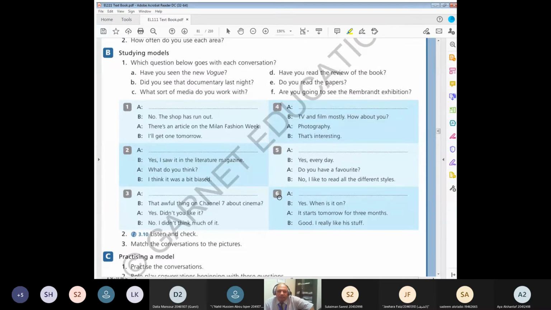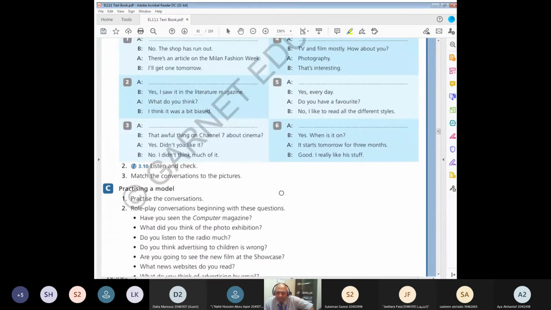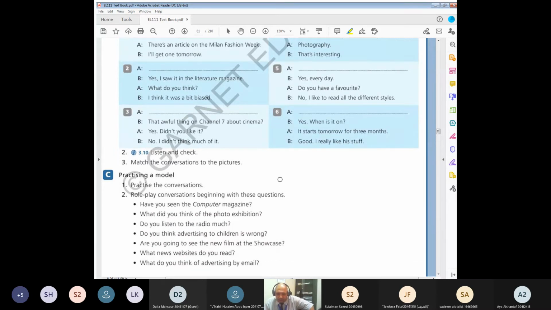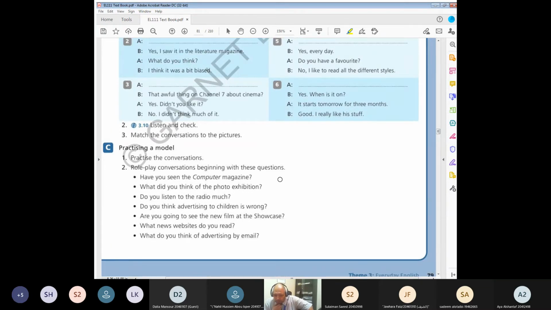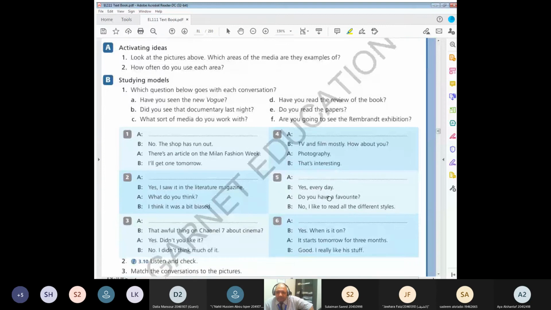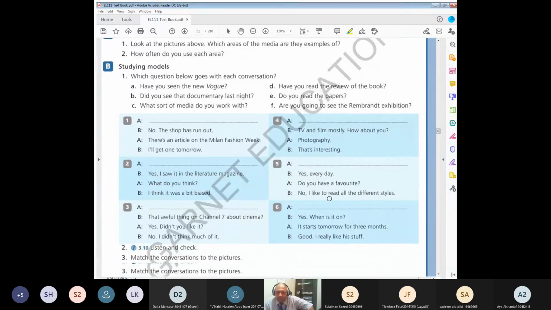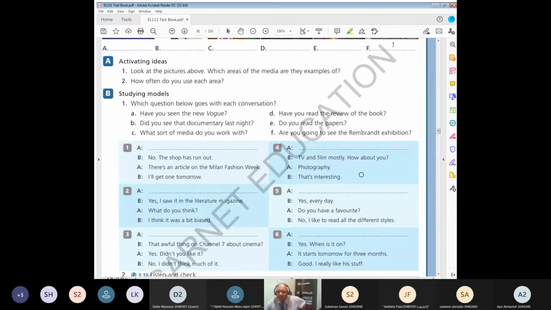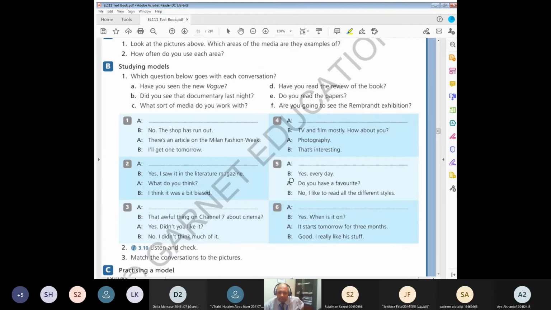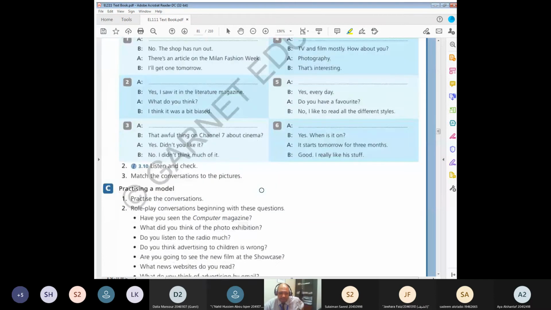"Do you read the papers?" "Yes, every day." "Do you have a favorite?" "No, I like to read all the different styles." And number 6: "When is it on?" "It starts tomorrow for 3 months." "Good, I really like his stuff." So it's F. "Are you going to see the Rembrandt exhibition?" You know what exhibition is? Exhibition is like an art gallery. You go to the gallery in order to see the paintings.